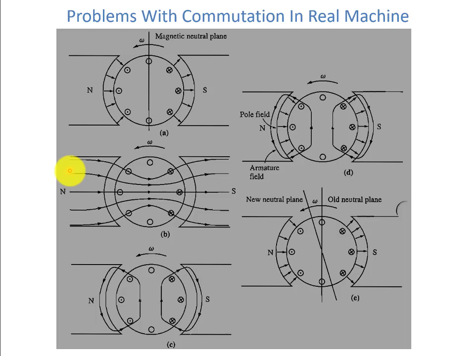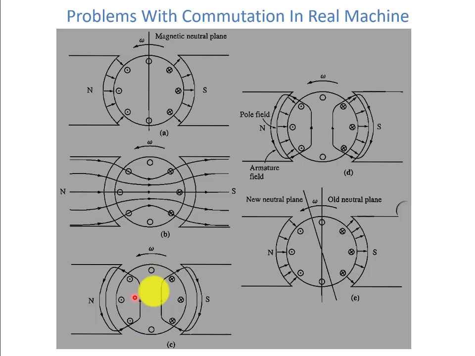So I have summed up all the figures here. This is normally when there is no load on the machine, and we have this uniform magnetic field in the air gap. And this is how the magnetic flux lines will flow from north to south poles, because they have to shift into the perpendicular direction because of the high reluctance of the air.